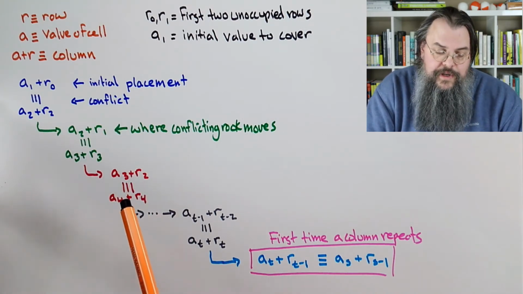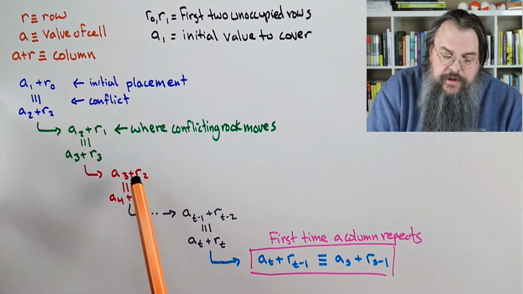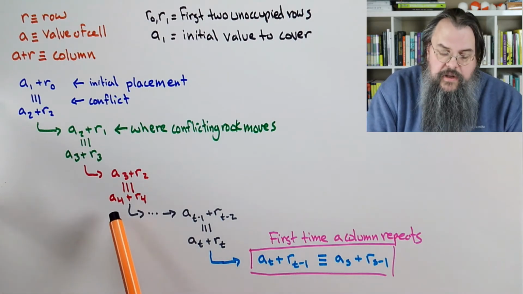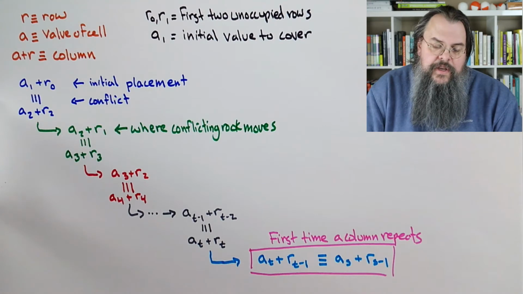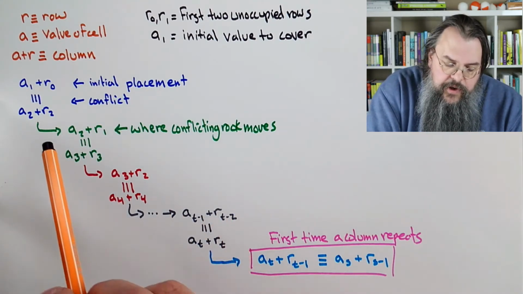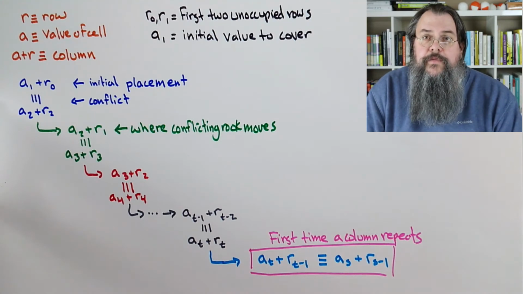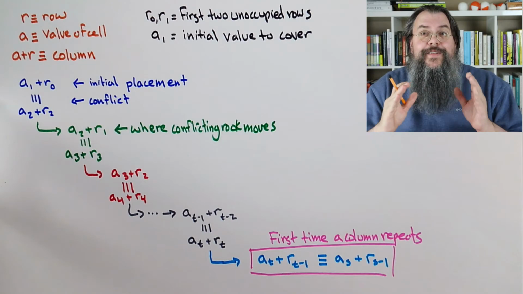Why R2? Well, R2 got freed up back here. So we move that into that freed up row. And we repeat. Another conflict, and so forth. So far, every single time that we've seen a column, it's like the first time that we've ever seen that column. That's important. Remember, we want to keep track.